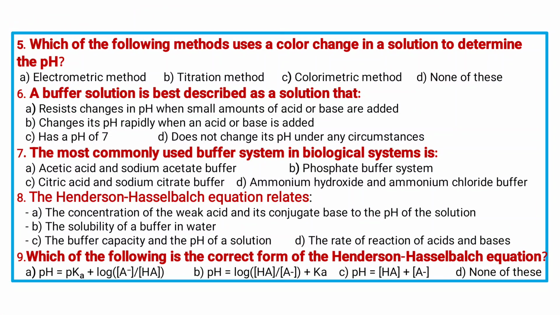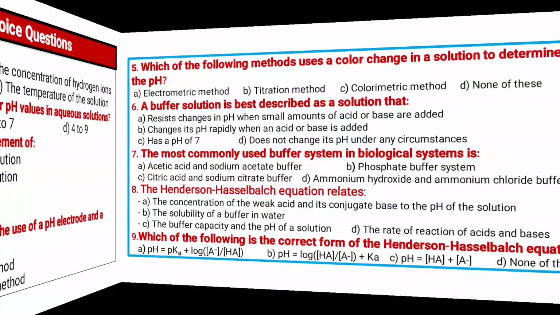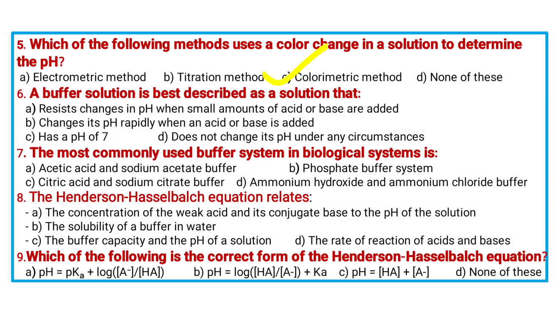Next, which of the following methods uses a color change in a solution to determine the pH? The previous question was which pH determination method involves the use of a pH electrode: electrometric method. Here it is color, so C is correct, the colorimetric method. Next, a buffer solution is best described as a solution that: A, reduces the change in pH when small amounts of acid or base are added; B, changes its pH rapidly when acid or base is added; C, has a pH of 7; D, does not change its pH under any circumstances.